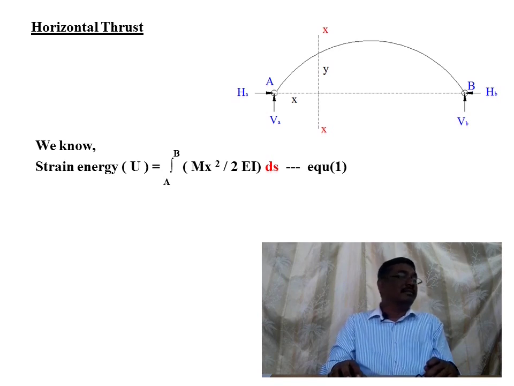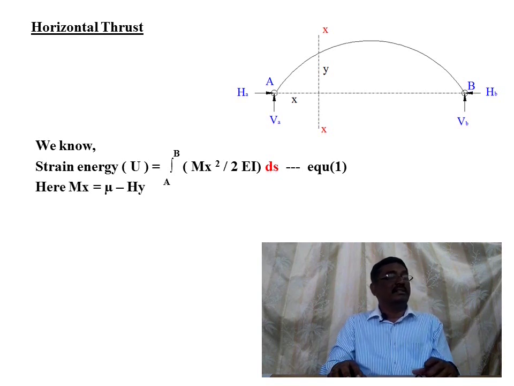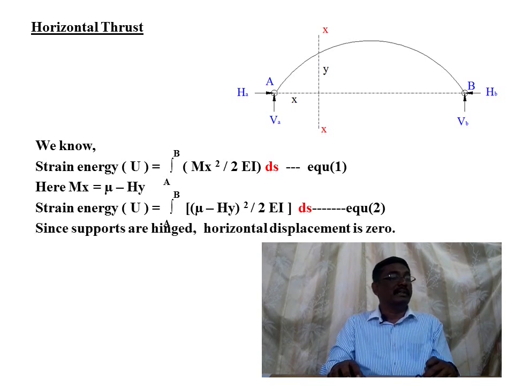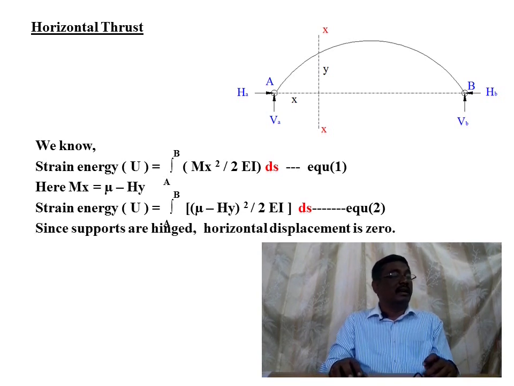Mx may be given as Mu minus Hy, where Mu is the moment due to the vertical reaction, equal to VA into x, and the moment due to the horizontal reaction is Hy. Substituting in equation 1, we get a new form of equation: integral A to B of (Mu minus Hy) squared by 2EI ds, that is equation 2. We know the supports are hinged, so the horizontal displacement is 0, and differentiating U with respect to H will be equal to 0.